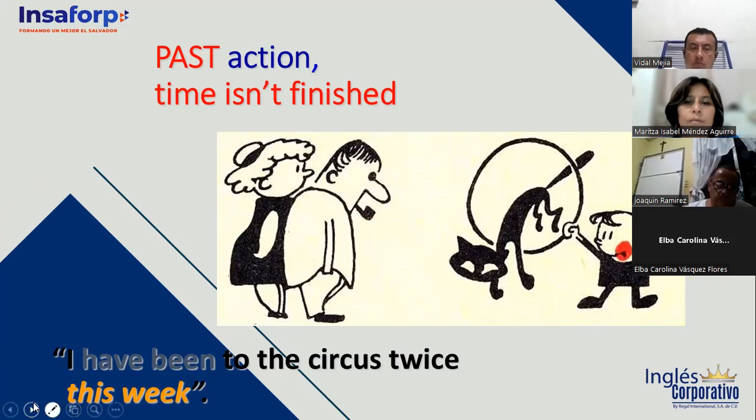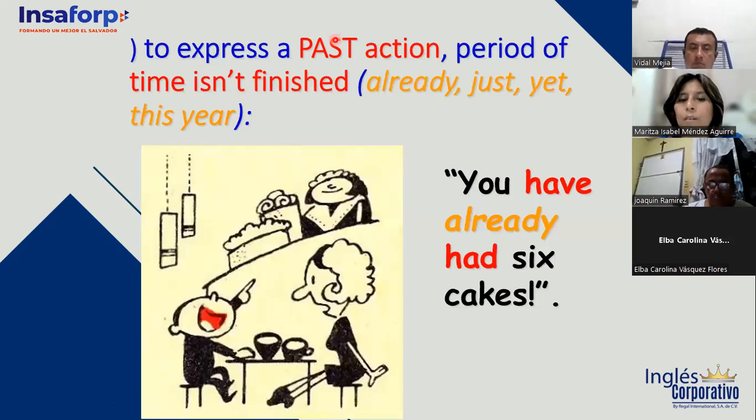Okay, so let's see. We have another one that we use, and here we're using one of the expressions already. It says that we use it to express a past action or period of time that isn't finished, and it's there when the time isn't finished, when we are going to use those expressions, the ones that we just read. So we have, you have already had 6 cakes. So we have the example here. I mean, this is just a general introduction about the expressions that we read before.